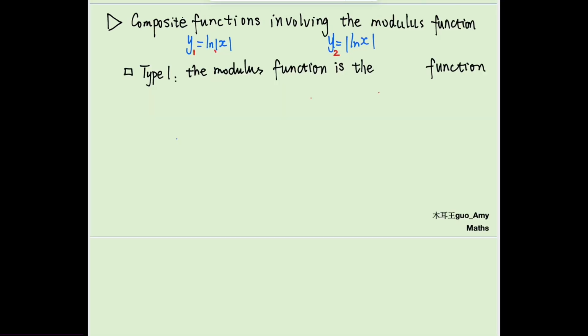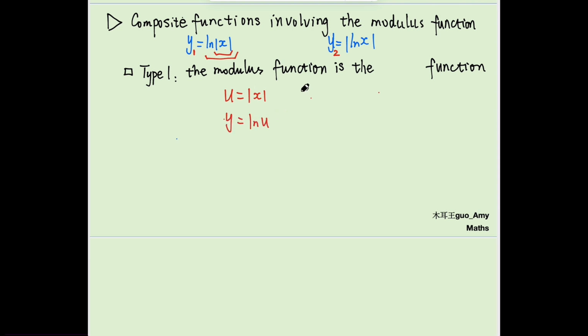Let's move on to look at some composite functions involving the modulus function. We have y1, which is equal to ln absolute of x, and y2 equals the absolute of ln x. The question is, what's the difference between these two functions? You can pause the video and think about it. The first function, obviously, the inner function is the absolute function. We can let this one be u. Then the outer function is the natural log function, can be expressed as y equals ln u.